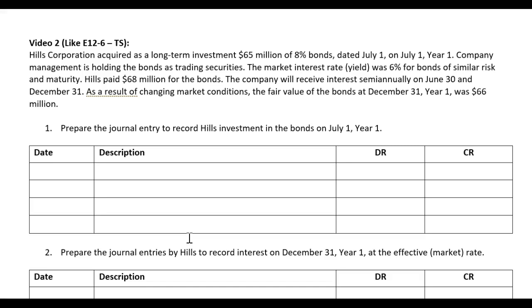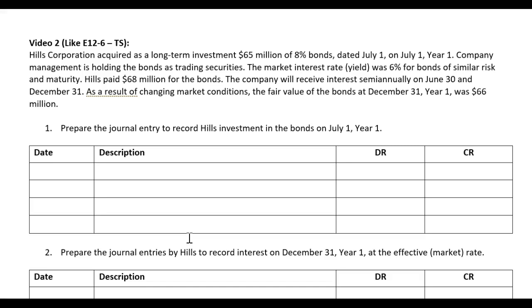Notice the difference in rate. Our bond yields 8% where everybody else is at 6%. So in this case, we're actually going to have to pay a premium because we're not going to get the 8% return. They're going to price the bond a little bit higher so that it yields us more of a 6% return. So notice Hills paid $68 million for the bond. So this is going to be a bond at a premium.